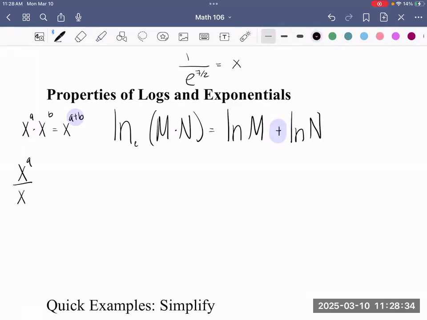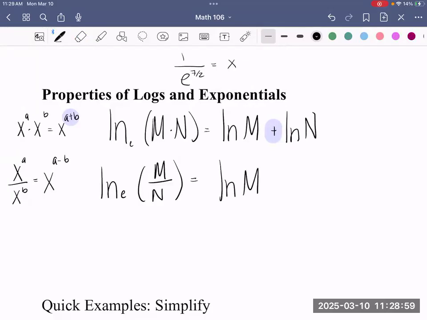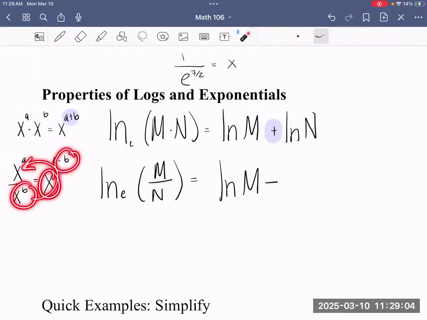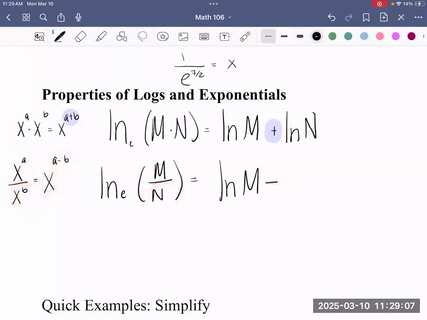And let's do your other one, your little quotient rule, x to the a over x to the b. What did we do then? We said a minus b. So one more time, if we put it into your logarithm form, we have m over n, so some sort of division. One more time, we can break it up to be ln of m minus ln of n, just like the n is doing the dividing that was on the bottom, it's going to do the subtraction.